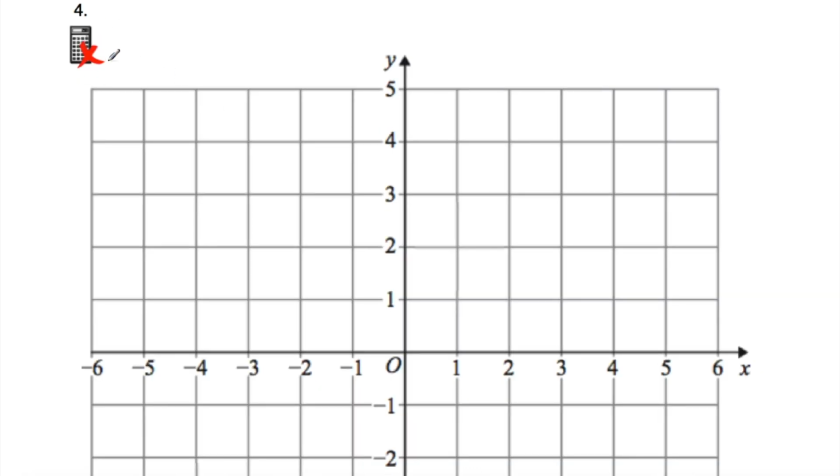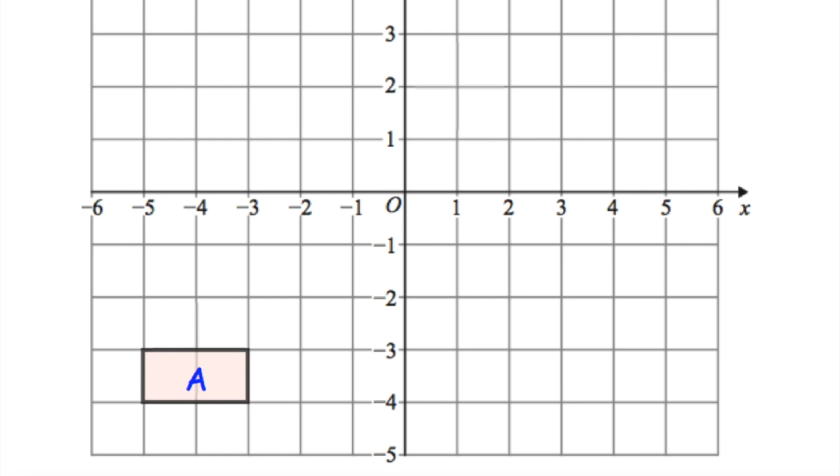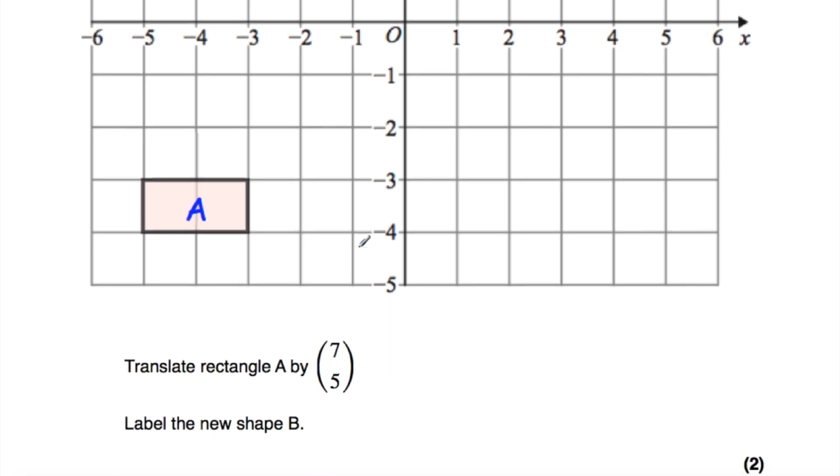Okay, so let's have a look at our next question, question number 4. So question number 4, we've got this rectangle, so rectangle A on the grid down here. And the question says to translate rectangle A by 7, 5. And this is our translation vector, and we need to label the new shape or the new rectangle B. So we're going to slide this as translation. So we're going to slide this rectangle by this translation vector 7, 5.